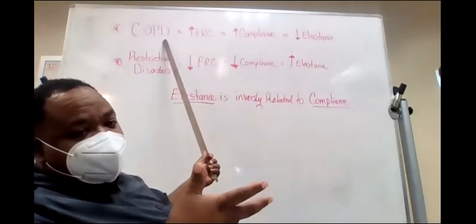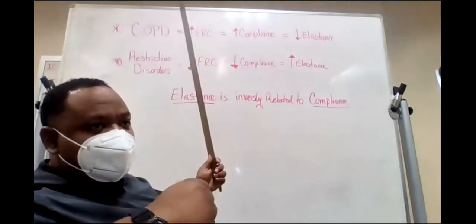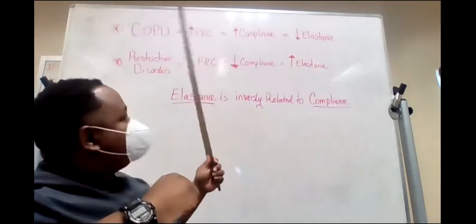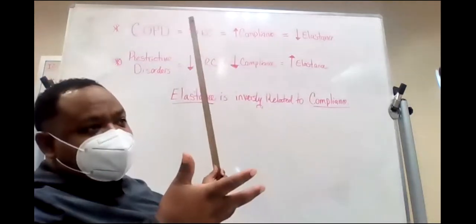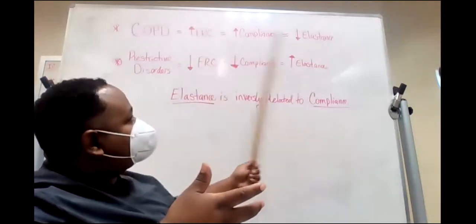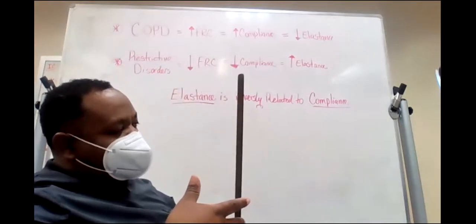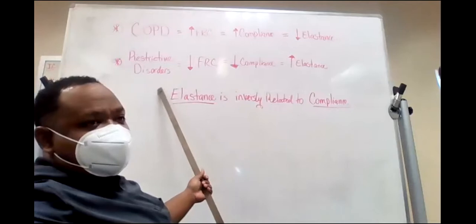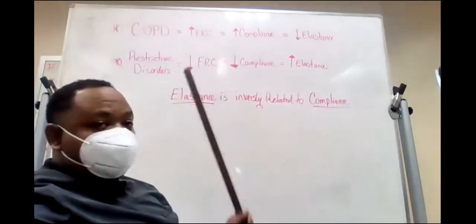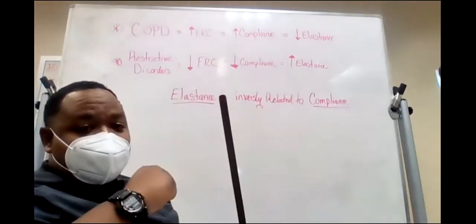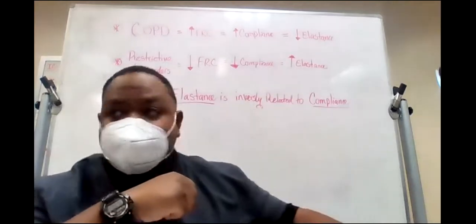I'm not going to just say COPD. I may say emphysema, which is one of the COPD diseases. You've got to know it's one of the COPD diseases, so therefore this is true. I might say pulmonary edema. Well, pulmonary edema is a restrictive disease, so this would be true for pulmonary edema, if I've got a patient with pulmonary edema.